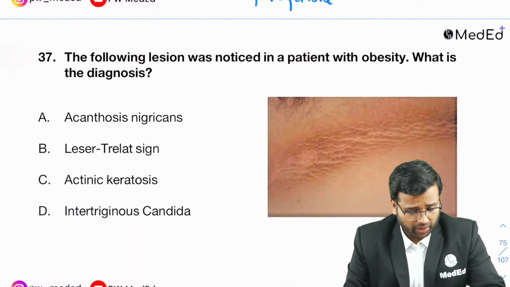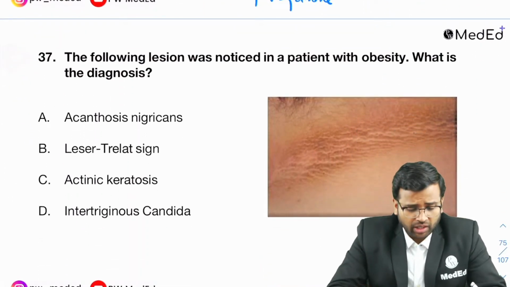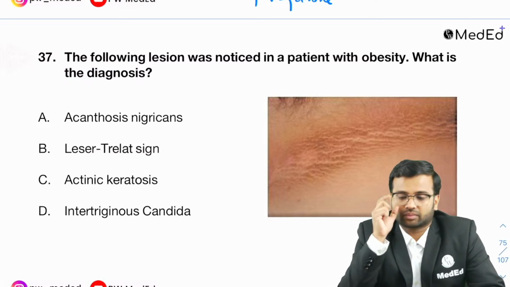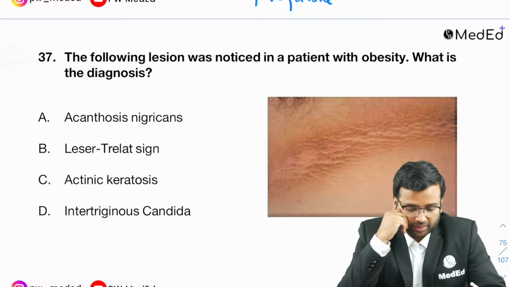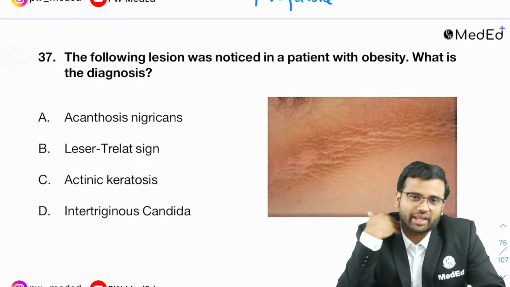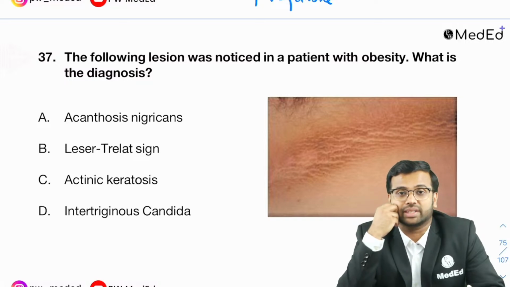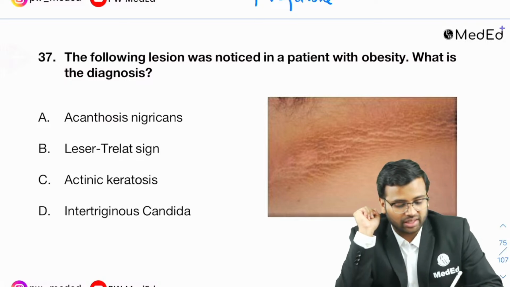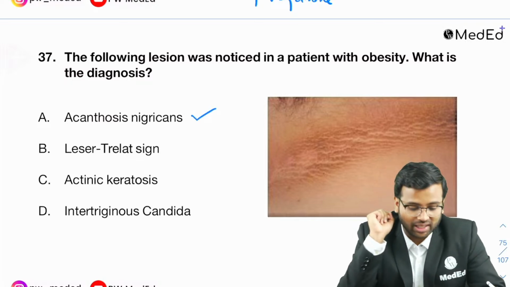So now let's move to the next question. The following lesion was noticed in a patient with obesity. What is the diagnosis? So the following lesion was seen. So what can you see? It is probably seen over the neck area, or sometimes it can be seen over the axilla, isn't it? Over the body folds also. So what is this? This is called acanthosis nigricans.